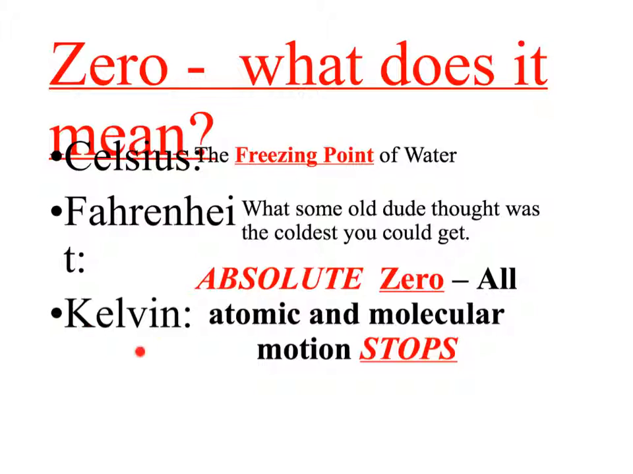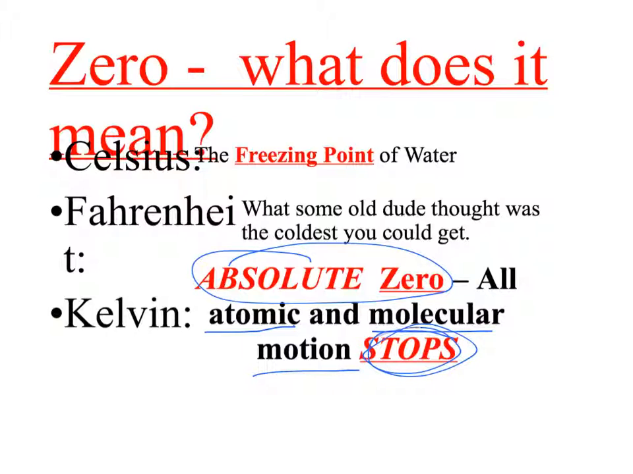Kelvin temperature is an absolute scale. These other two are relative. But Kelvin is an absolute scale. 0 Kelvin has another name, and we call that absolute zero. And that is the temperature at which all atomic and molecular motion stops. There is nothing colder than 0 degrees Kelvin because you can't move any slower than being completely stopped.